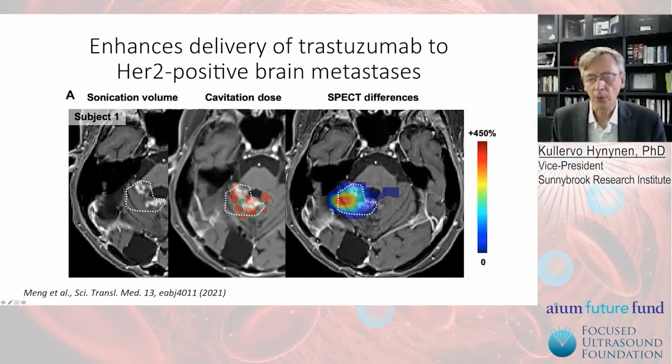You can see that up to 450% more Herceptin has accumulated in the tumor. So it seemed to be working reasonably well in clinical trials to allow drugs to be delivered into the image-specified locations.